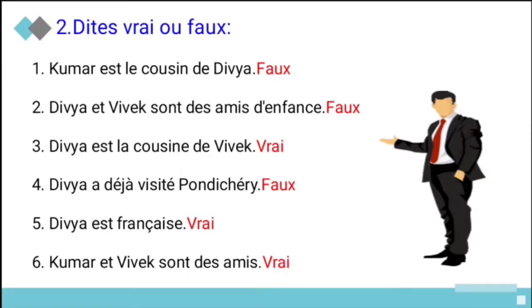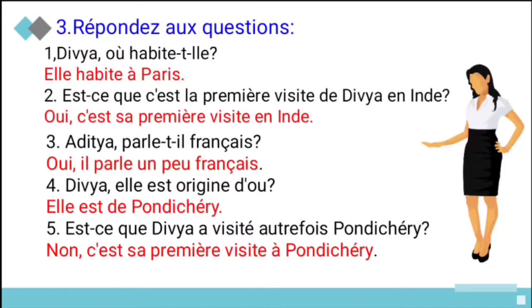And Kumar et Vivek sont des amis. So Kumar and Vivek are friends. Yes, they are childhood friends only. So the answer is what? Vrai means what? True. And move to the third one. Répondez à la question. That's answer the following. So first question is Divya où habite-t-elle?